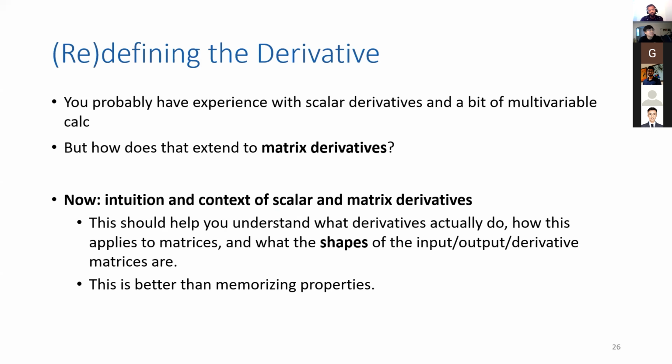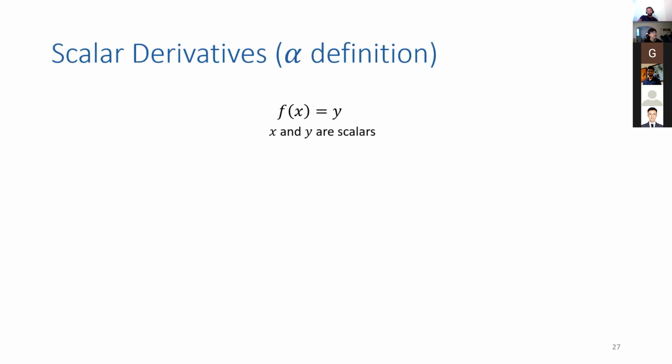Okay. So you guys probably have experience with scalar derivatives. That's basically just Calc 1, Calc 2, that kind of thing. And then maybe a little bit of multivariable calc as well, so like Calc 3. I actually have no idea how CMU does their calculus, but hopefully that makes sense to you guys. But how does all of this extend to matrix derivatives is the thing. And so we're going to talk about intuition and context, and hopefully this will be more intuitive and better than just memorizing the properties, which is probably what a lot of people would do. So yeah, just a recap of scalar derivatives.